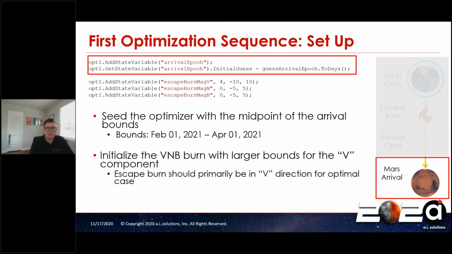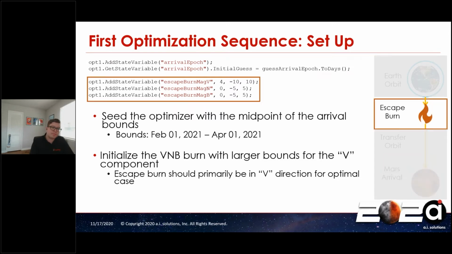So the next thing we do in setup is we add in our arrival epoch using the same sort of deal as our departure epoch, halfway between our two bounds. This time it's February 1st and April 1st of 2021. And the next thing we need to do is initialize our escape burn. So we're using 4 kilometers per second as our initial guess in the V direction and 0 in the N and B direction. You'll notice we have much higher bounds on the velocity direction rather than normal and binormal. That's because we know that in an optimal case, the burn should primarily be in the velocity direction rather than normal or binormal.